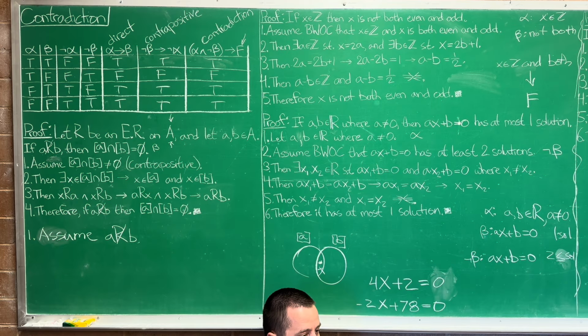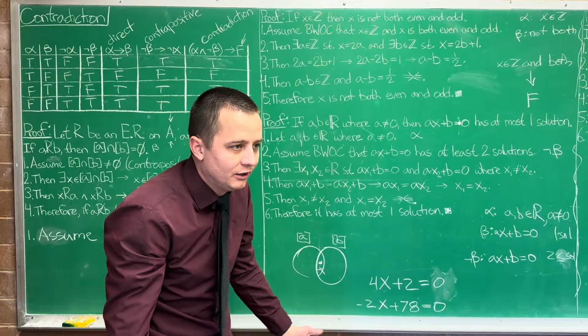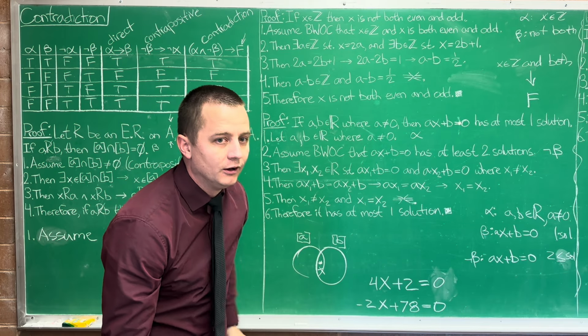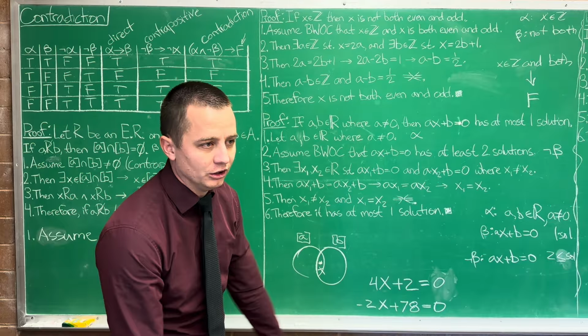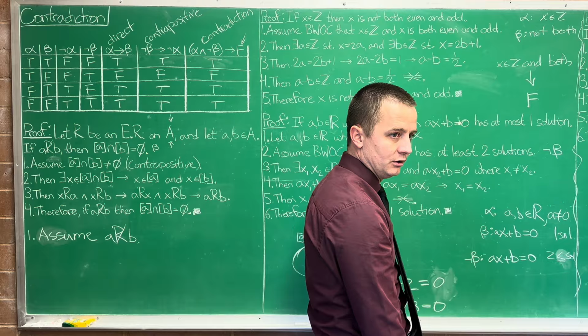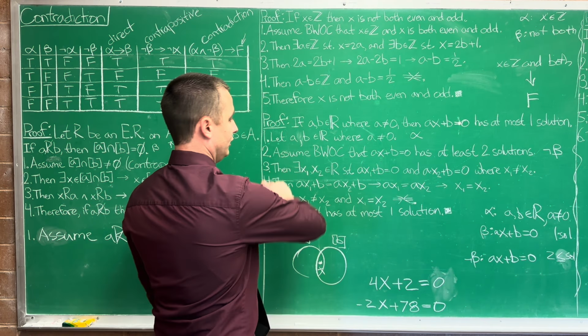Maybe that equation is going to have more than one solution. Okay, that one only has one solution. Try another one, try another one, try another one. Will it ever be possible to come up with one of these equations that has two or more solutions? We're going to prove that that's impossible, that it has at most one solution. You with me? Okay. So, that's what we're going to do.